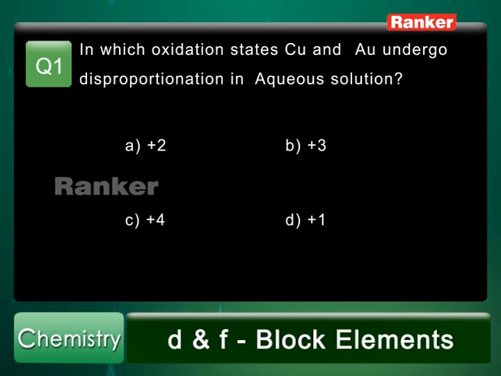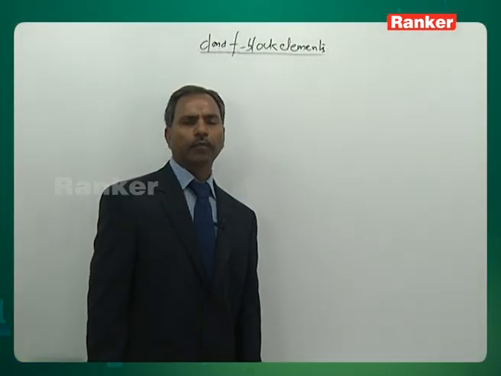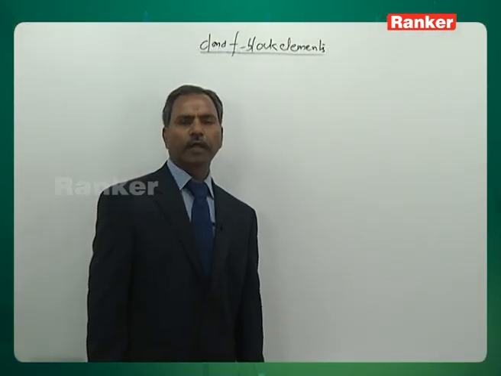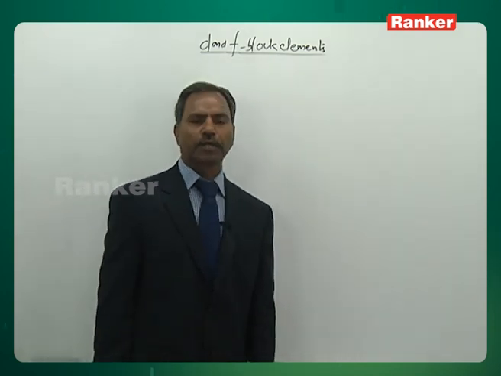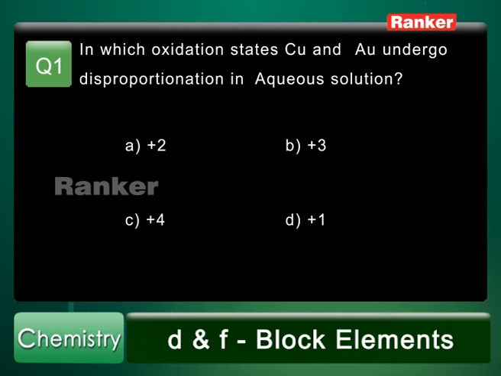Coming to the first option, either you consider copper plus 2 and gold plus 2. They are not undergoing any disproportionation reaction in aqueous solution. Plus 3 does not exist for copper and gold, and plus 4 is not stable, it doesn't exist at all. But coming to plus 1, copper and gold don't exist in aqueous solution; they undergo disproportionation.